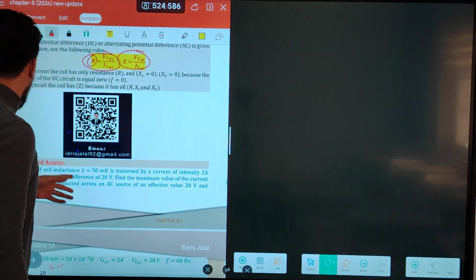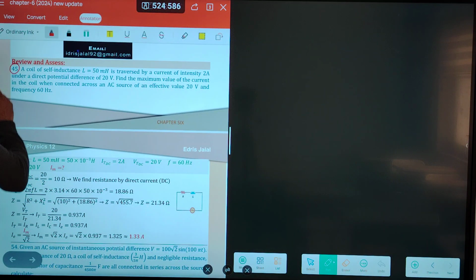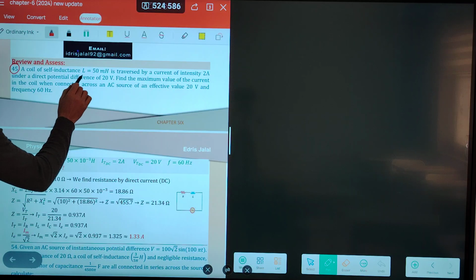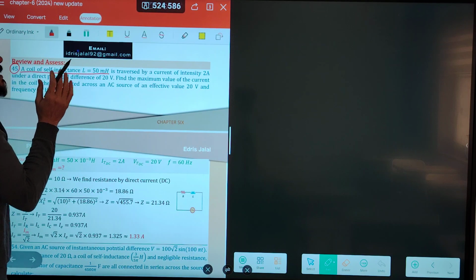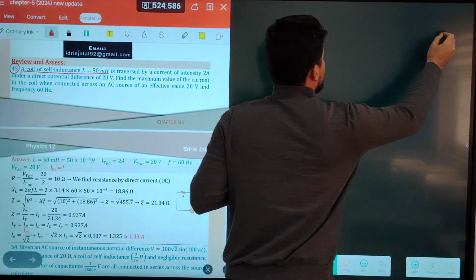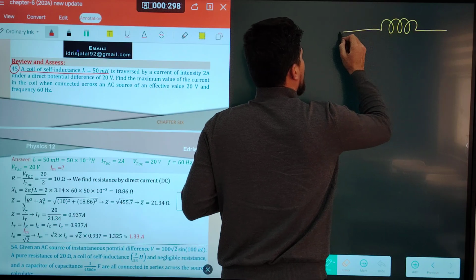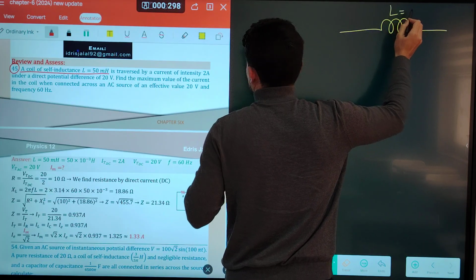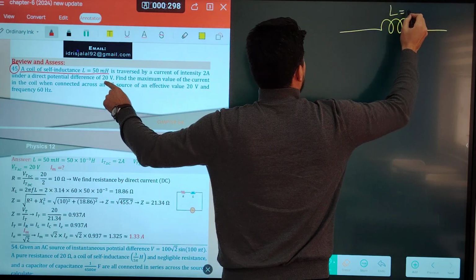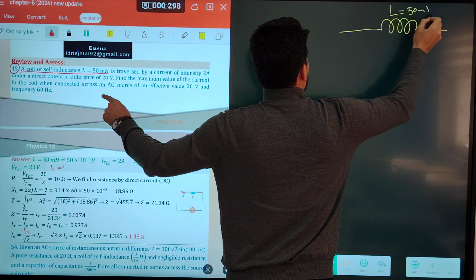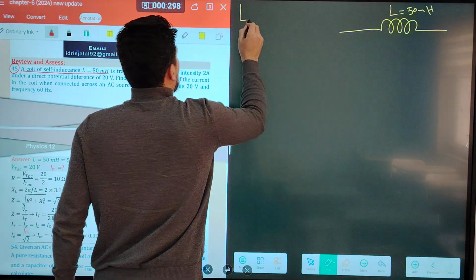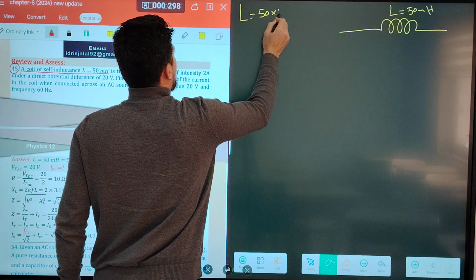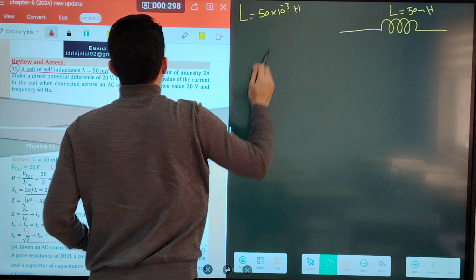Let's solve the question, guys. Question 45: a coil of self inductance. So it means that you have to draw the coil. The coefficient of self induction is equal to 50 millihenry. L is equal to 50 times 10 power negative 3 Henry.